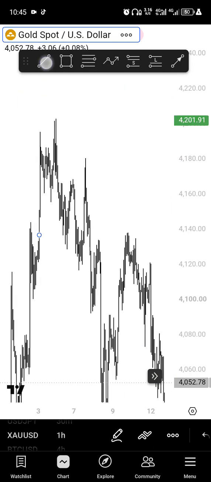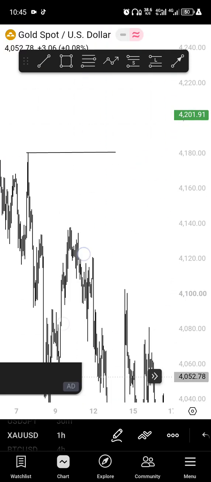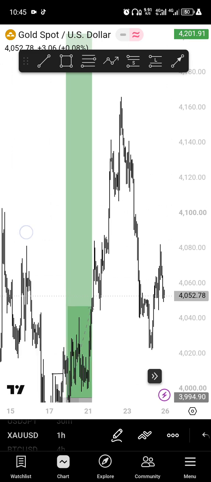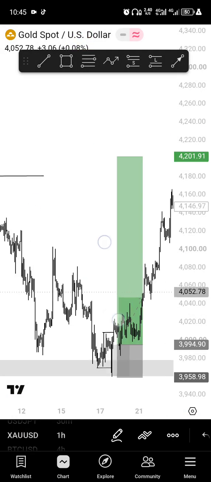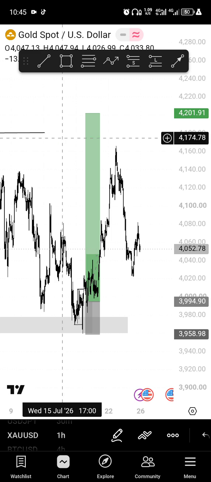But I was going to take my profits just around here. So this was what I had in mind. I was going to have this trade run, but then manually close my profits at this level.